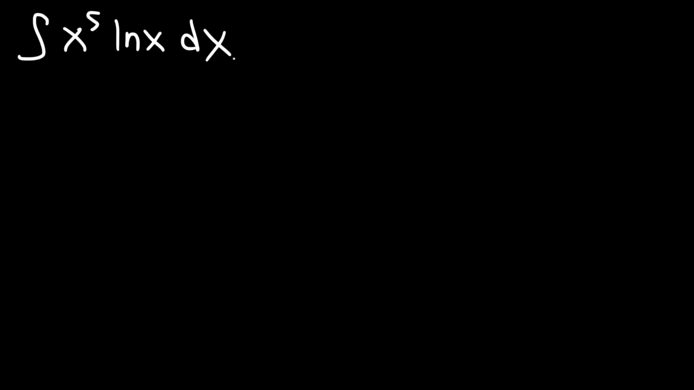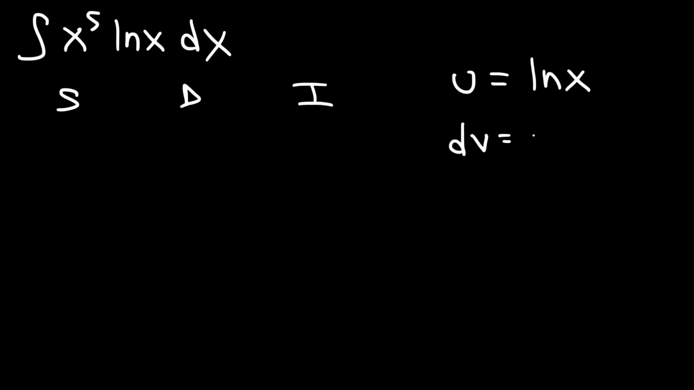Now let's talk about why we can't use the tabular method. So we're going to have s for signs, d for derivatives, i for integrals. Now we need to make u equal to ln x, because if we made dv ln x, as we mentioned before, we have to integrate ln x using integration by parts to find v. So it's easy to make u ln x. And so dv is going to be x to the fifth dx, because it's easy to integrate x to the fifth.